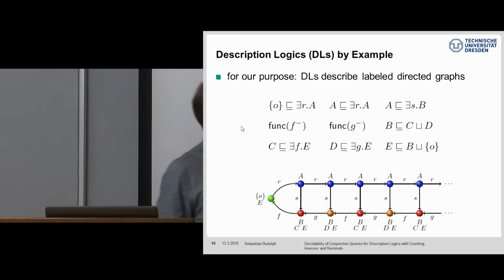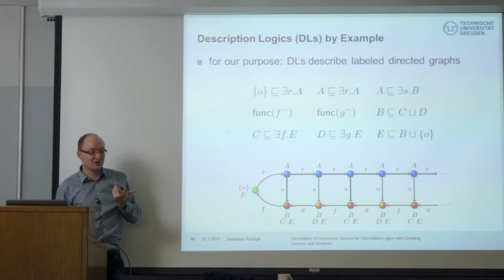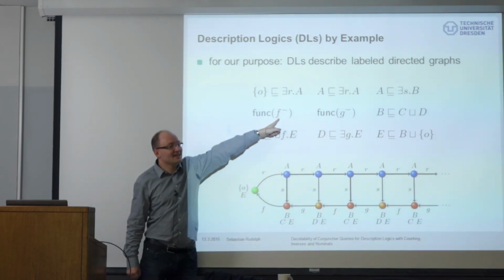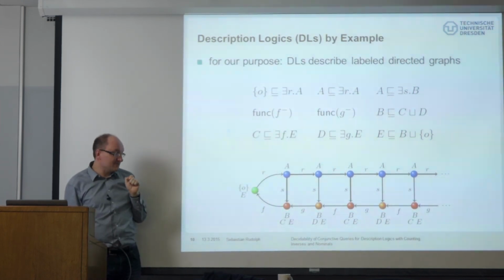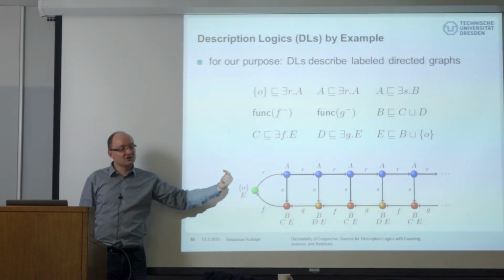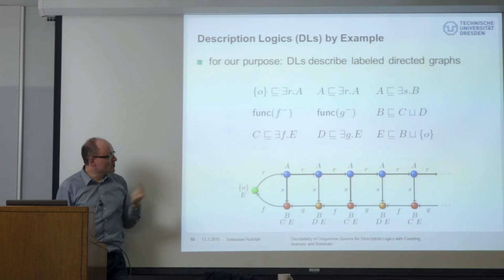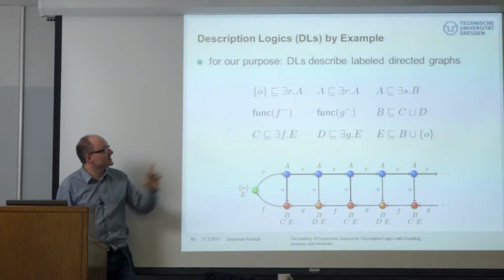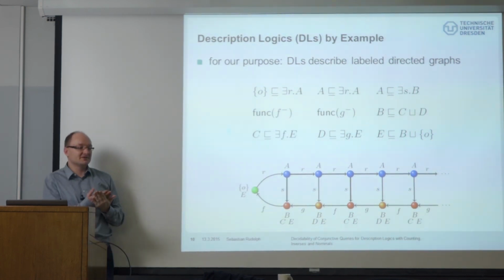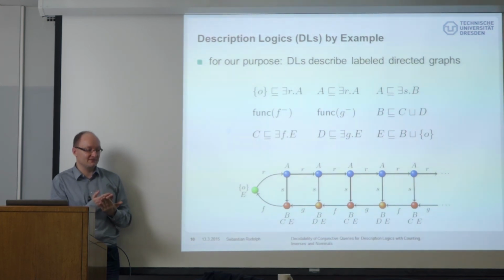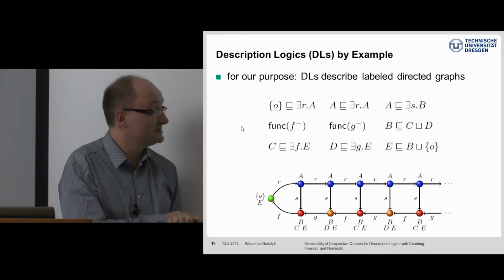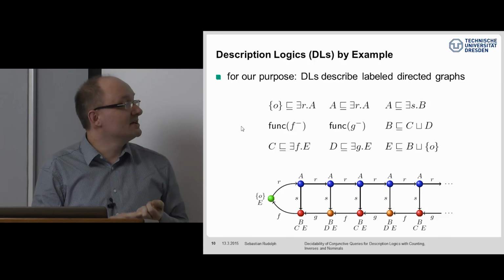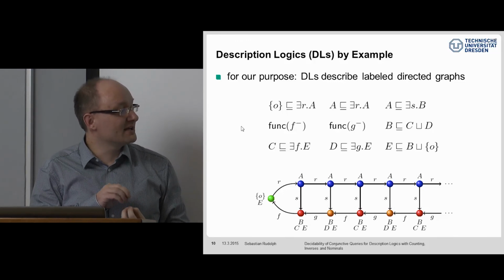In particular, it has the possibility to really speak about singular nodes. We call this modeling feature nominals. We can speak about inverses of edges. We always have directed edges, but we can also talk about the inverse direction, about going backward through an edge. And we have a sort of counting. Here we only have functionality, but this allows us to speak about how many neighbors of a certain edge type a node might have.